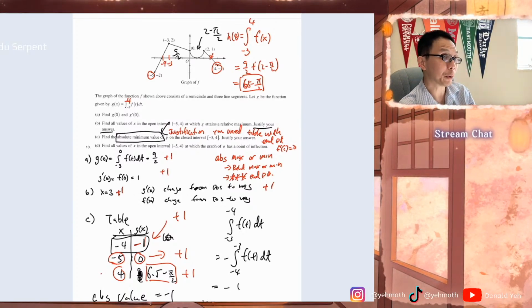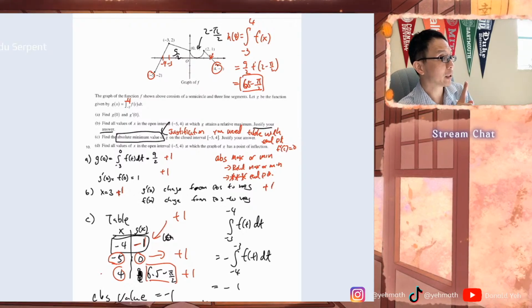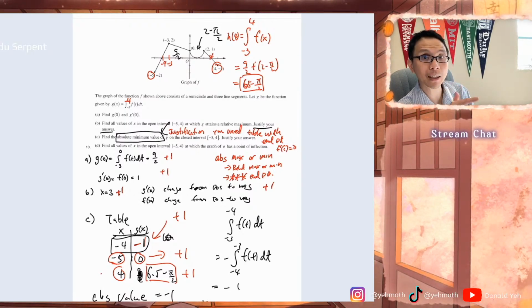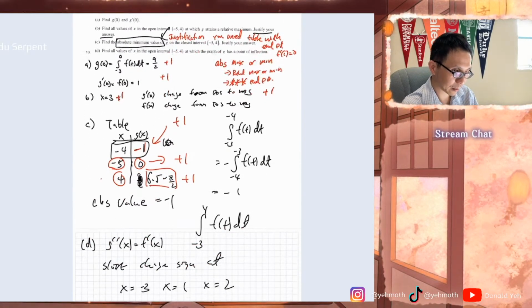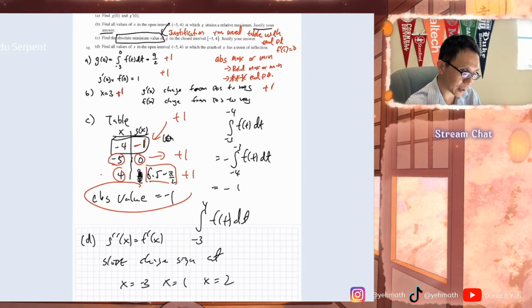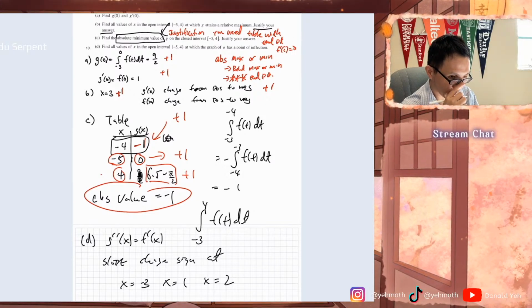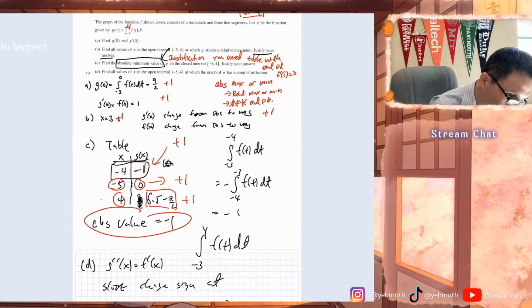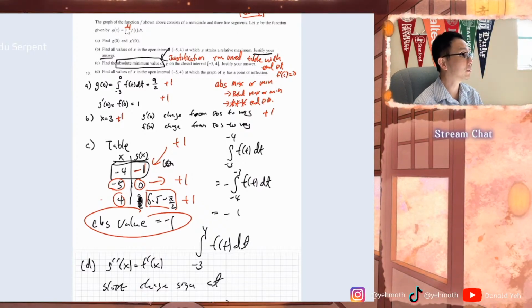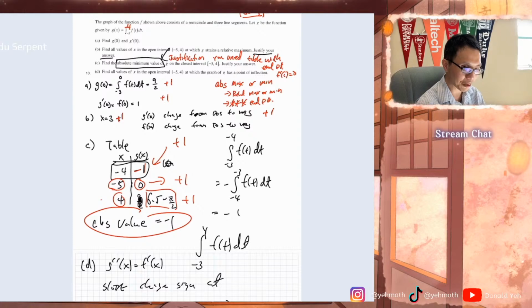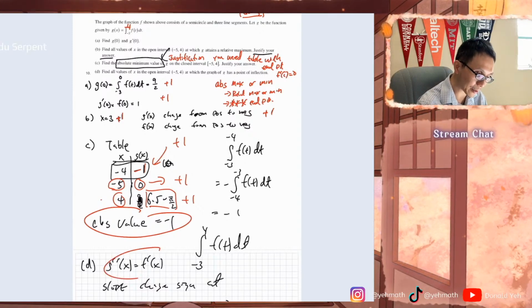So each point is going to give you an endpoint. A table is a good justification for absolute max and absolute min. Now you say this is your absolute min. So you got 1, 2, 3, 4, 5, 6, 7. You got 7 points already. You can earn the last 2 points. Very, very easy.